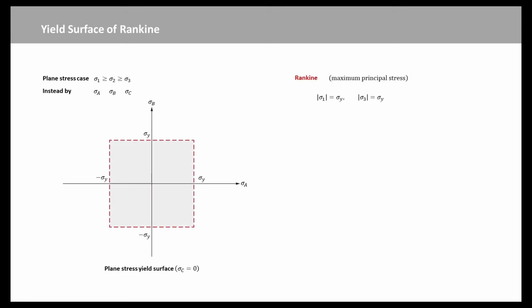Now we start with ductile materials. The yield surface for the maximum principal stress theory is easy to plot. We call it the Rankine yield criterion. It says that yielding begins when either of these principal stresses is equal to the yield strength of the material. So it looks like this. Yielding is considered to have occurred when the stress state reaches this line.